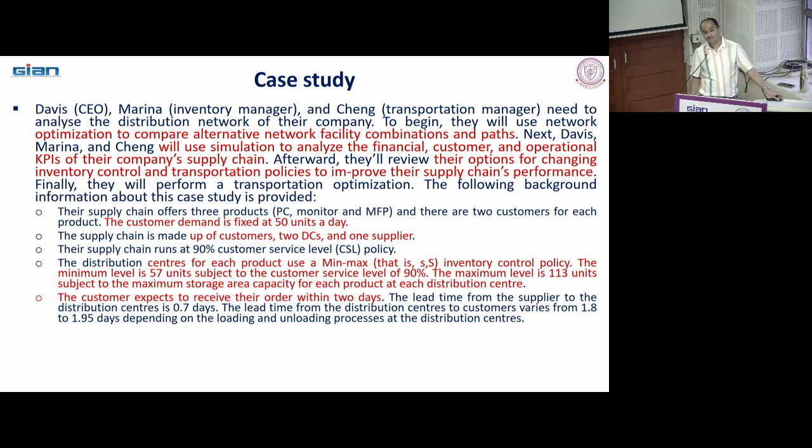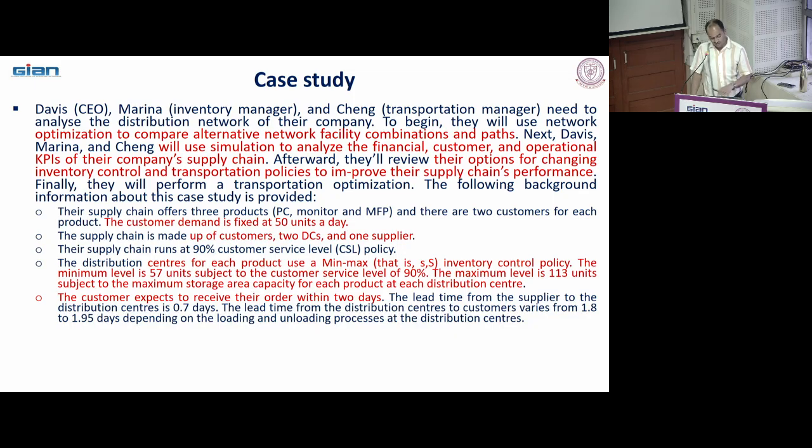What is this 2 days? Lead time. The lead time from the distribution center to the customer. What is that lead time? 2 days. Then we have the supplier as well. So what is the lead time from the supplier to the distribution center? 0.7 days. And the lead time from the distribution center to the customer varies from 1.8 to 1.95 days.